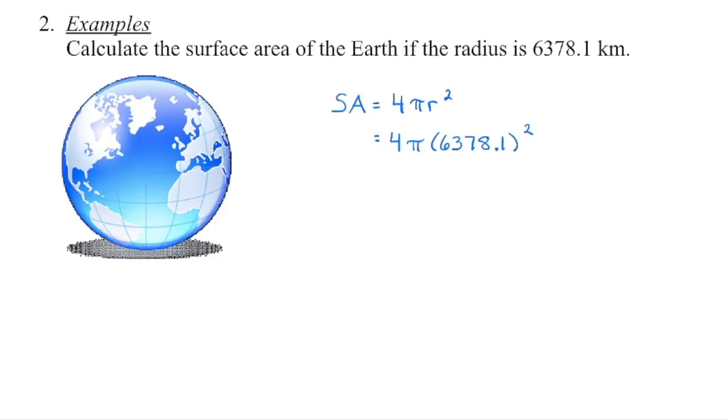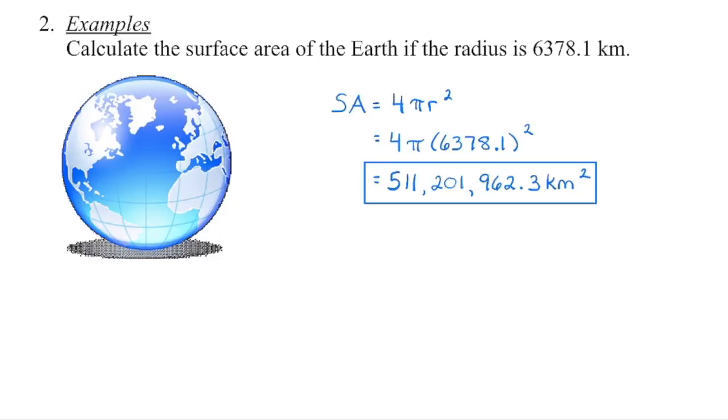And then we're going to enter this into our calculator. And when we do that, we end up with 511,201,962.3 square kilometers. And remember, because we're dealing with surface area, we need to include square units.